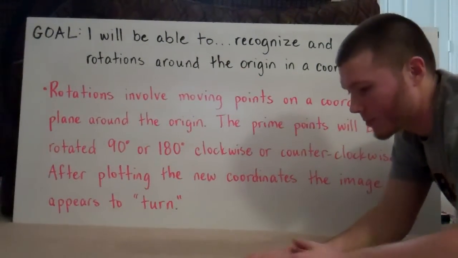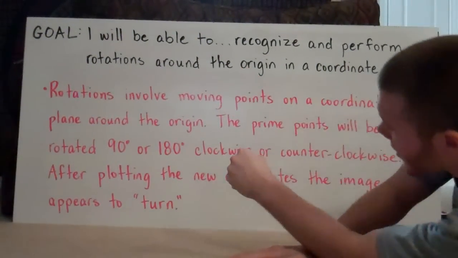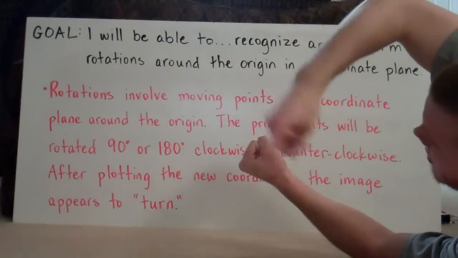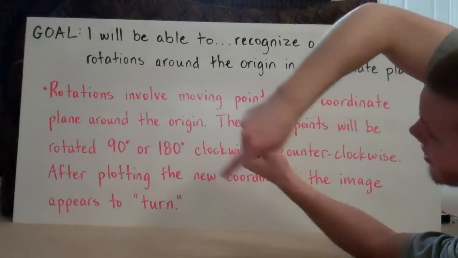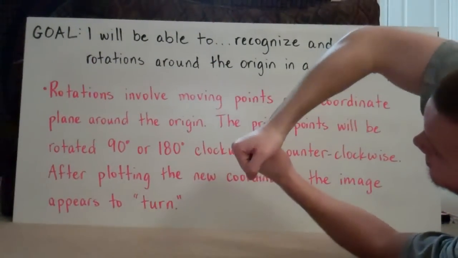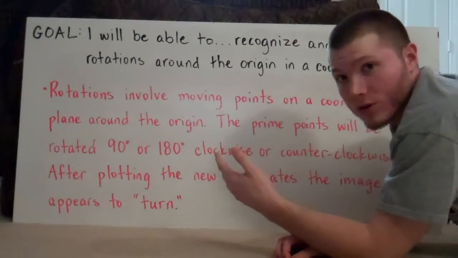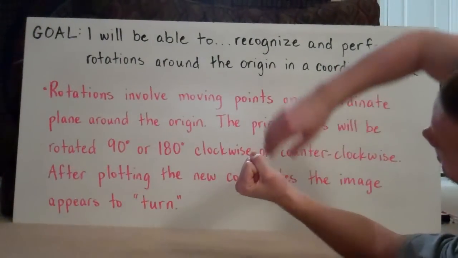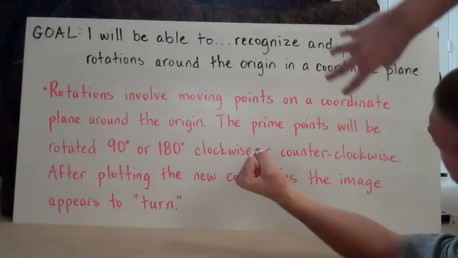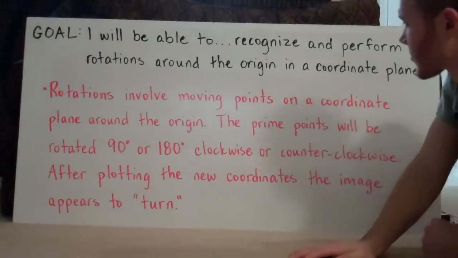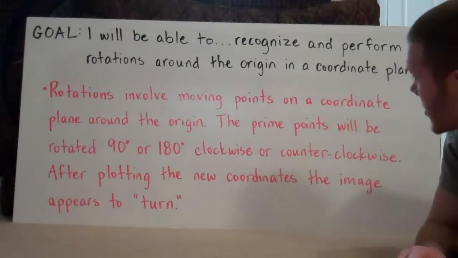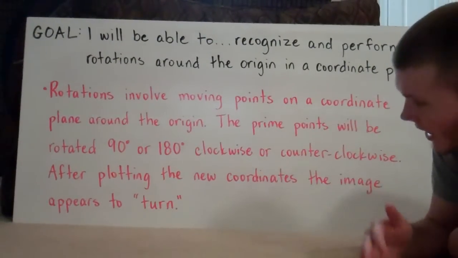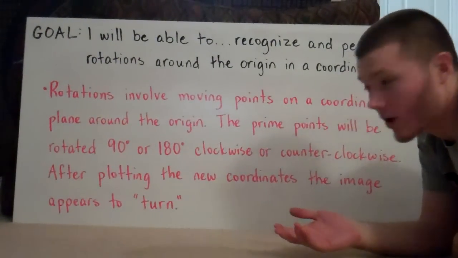Like, for example, a car, where you've got the axle, and here's the wheel spinning. The wheel spins around the axle. The axle doesn't move. Just like the origin of a graph or of a coordinate plane. The origin's not going to move, but the shape is going to spin around it. Now the prime points are going to be rotated 90 degrees or 180 degrees, clockwise or counterclockwise.